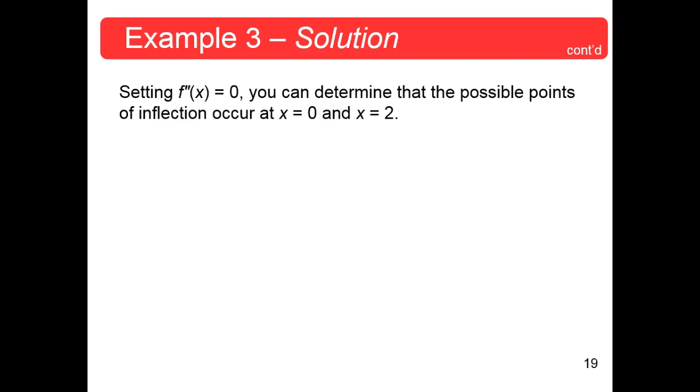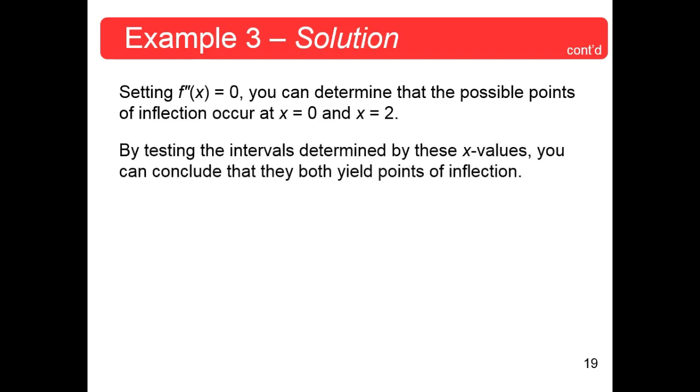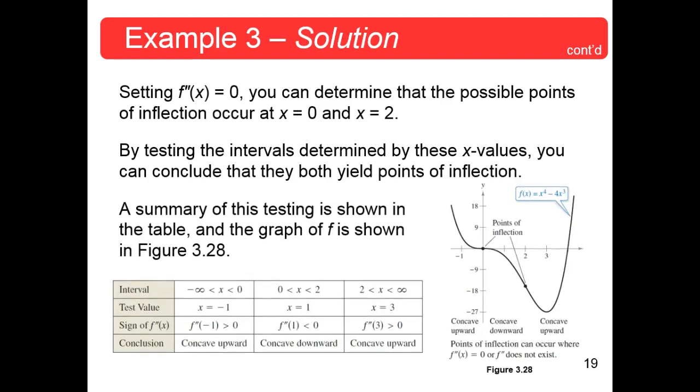You determine that the possible points of inflection occur at 0 and 2. Notice there's still possible points of inflection here. You can't confirm it until you do the test points. By testing the intervals determined by these values, you can conclude they both yield points of inflection. A summary of that testing is shown here. To the left of that, concave up, just like we saw. To the right of that, it's concave down, just like we saw. And between 0 and 2 is concave down, and to the right of 2 is concave up again.